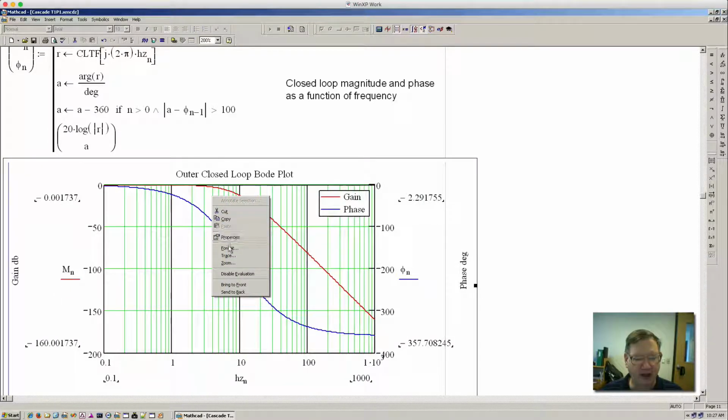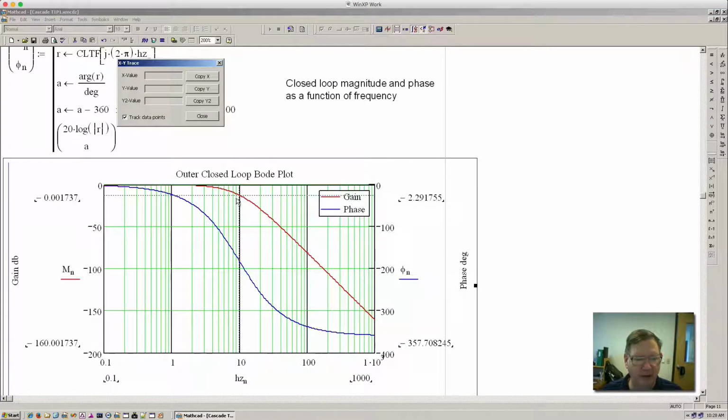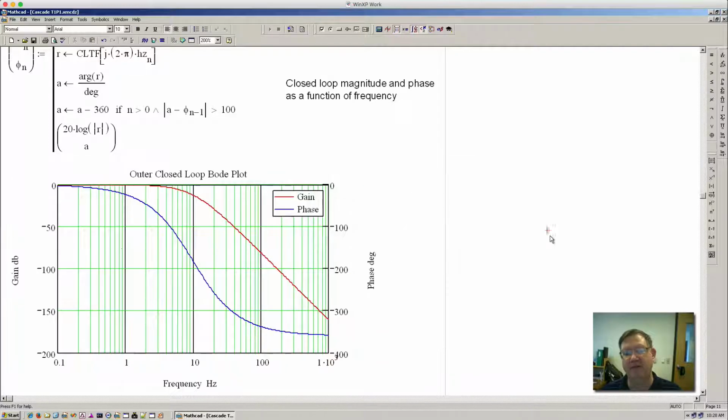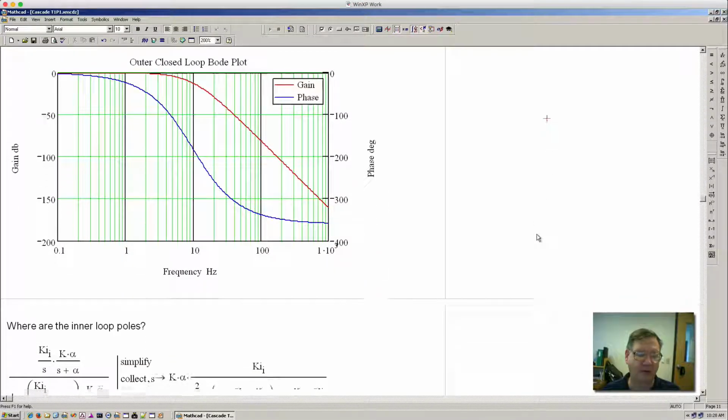So let's just take a look at that. And right there, it's about 12 dB down. And if we go down here, this is 90 degrees. There's about 45 degrees phase shift per pole. So this is exactly what we would expect. We'd have 45 degrees of phase shift per pole at the bandwidth.